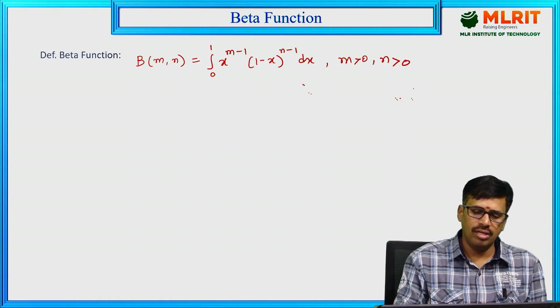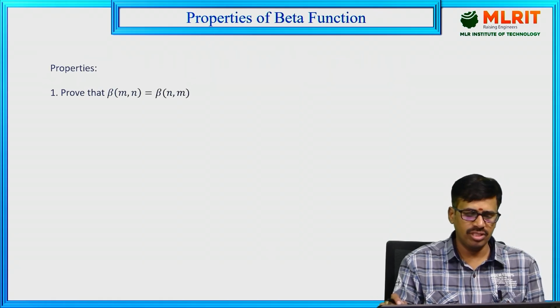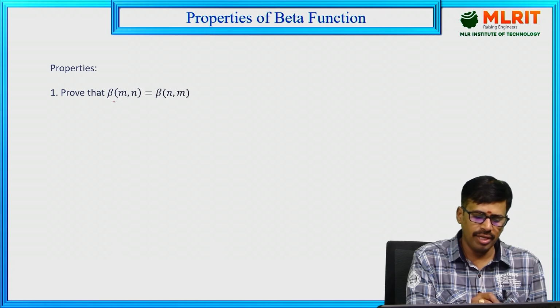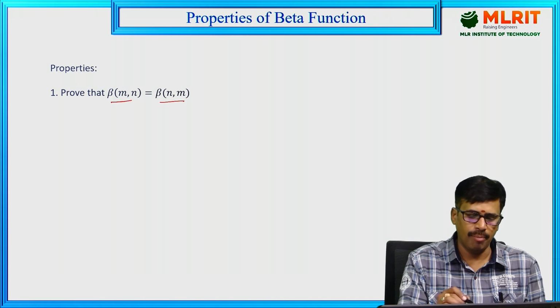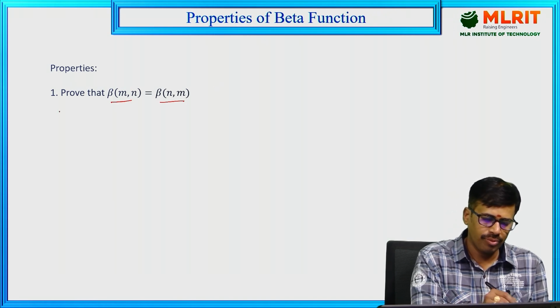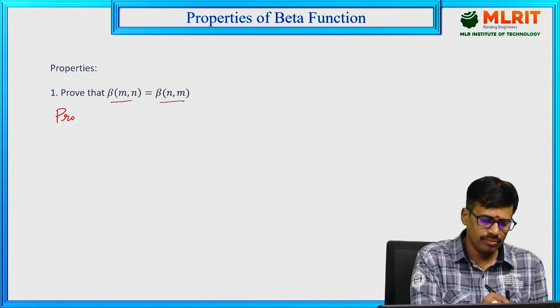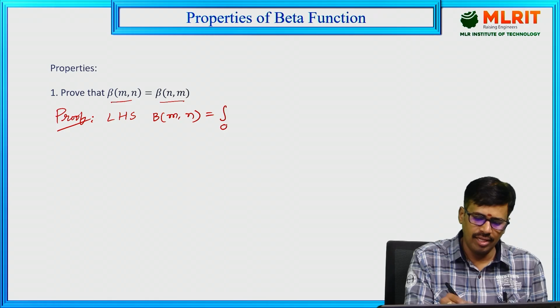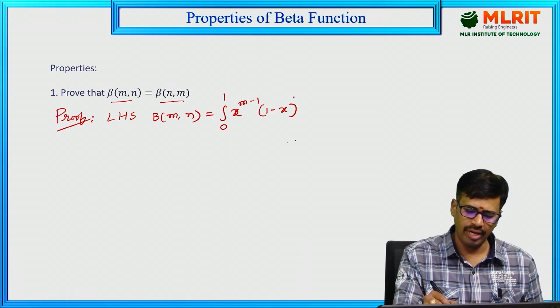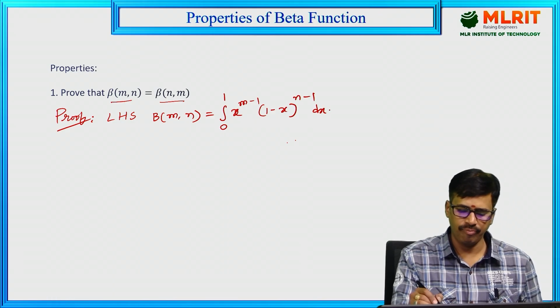Let us see the properties of beta function. First property is, prove that beta of m comma n is equal to beta of n comma m. Let us prove this result. First consider LHS part, beta of m comma n. By definition we can write it as integral 0 to 1 x power m minus 1 (1 minus x) whole power n minus 1 dx.